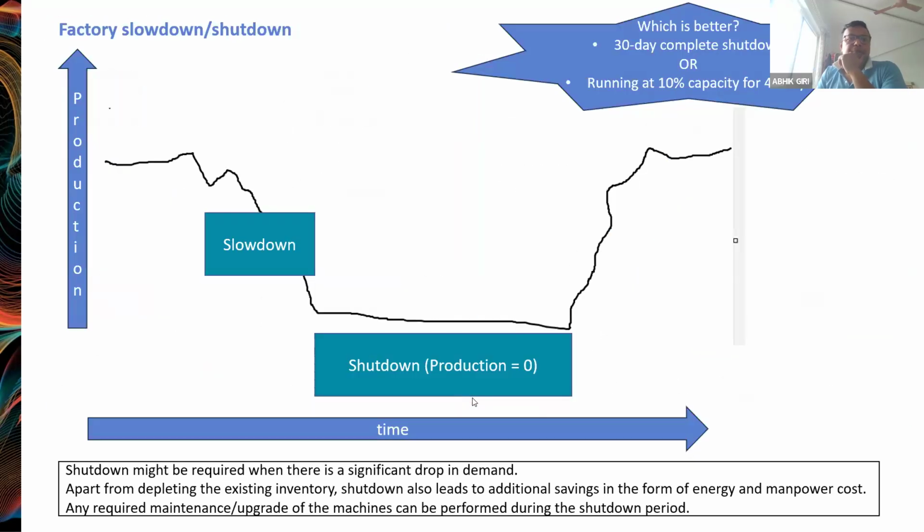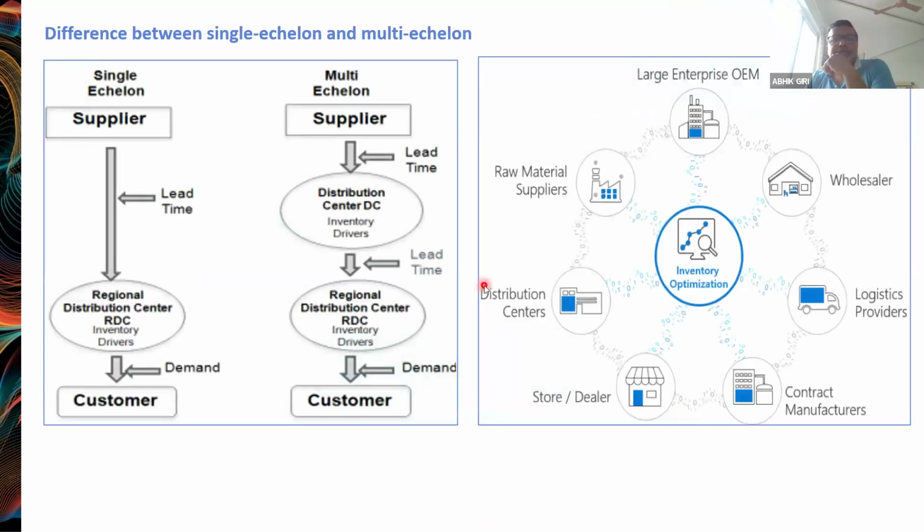Now, in supply chain, we can have two kinds of problems. One is the simplest form, which you call single echelon, echelon meaning layer, and multi-echelon meaning multiple layers. Single echelon is when the customer is directly buying from the supplier. So there would be a certain lead time from the supplier to the distribution center, from where the customer is purchasing. Whereas in multi-echelon, there might be multiple layers.